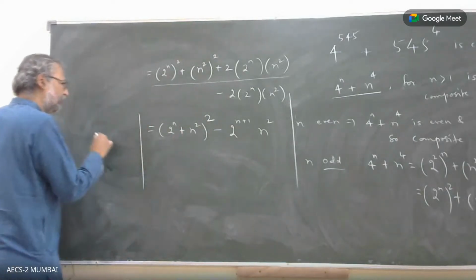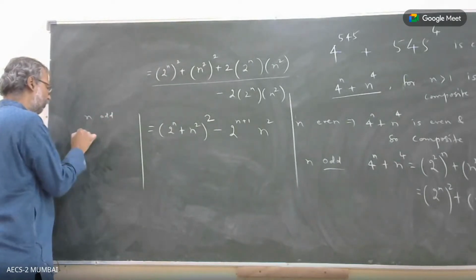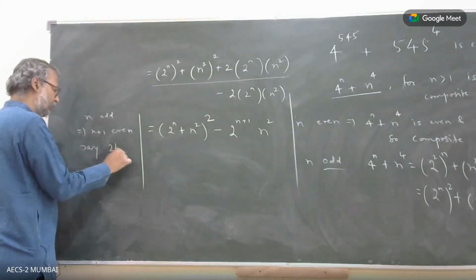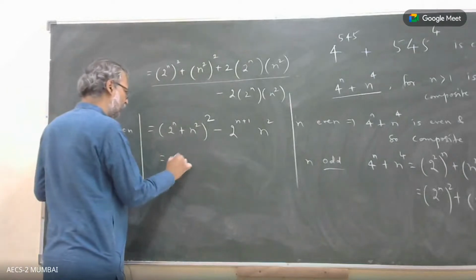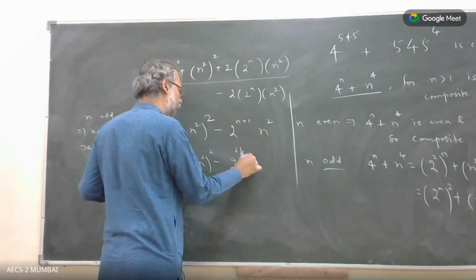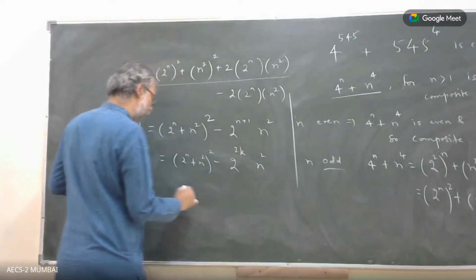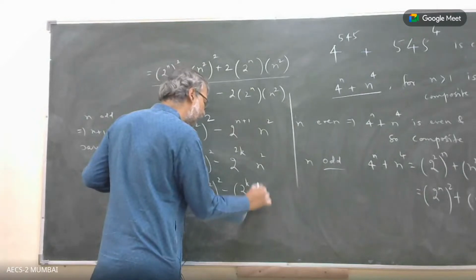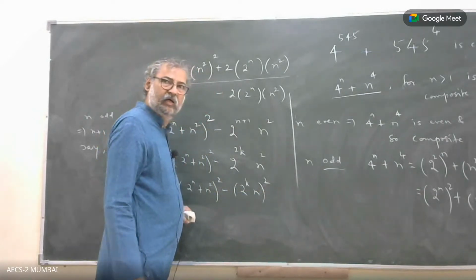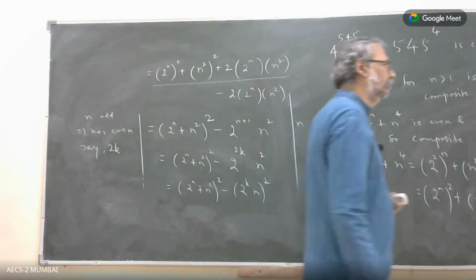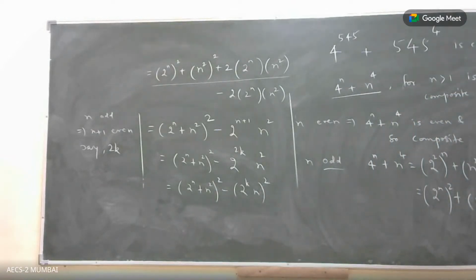So let me put it a little more precisely. n is odd, so n plus 1 is even. Say n plus 1 equals 2k. So I put this as 2k. And which means that this is 2 raised to k into n, the whole squared. Correct? 2 raised to k into n, the whole squared. All of you agree with that?